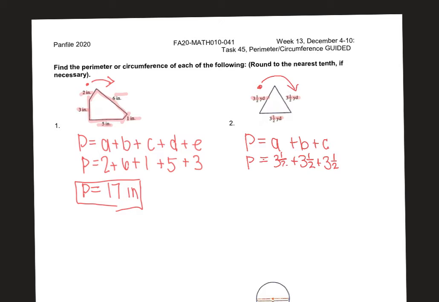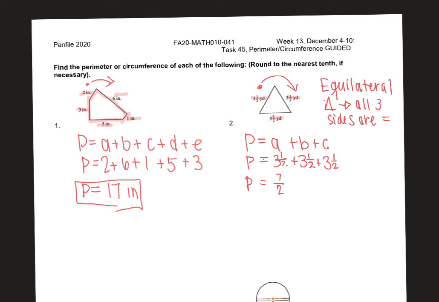Since they're all the same, this is called an equilateral triangle, which means all 3 sides are equal or congruent. You might see the word congruent. Congruent and equality are the same thing. Okay, so now I have mixed numbers, which I don't really like to use. So I'm going to turn them into improper fractions.